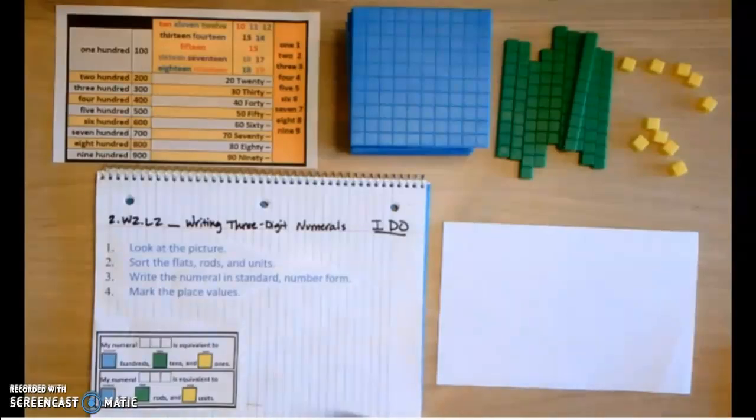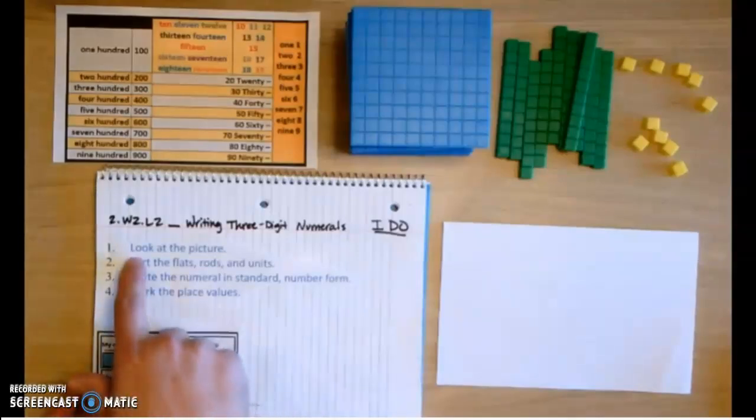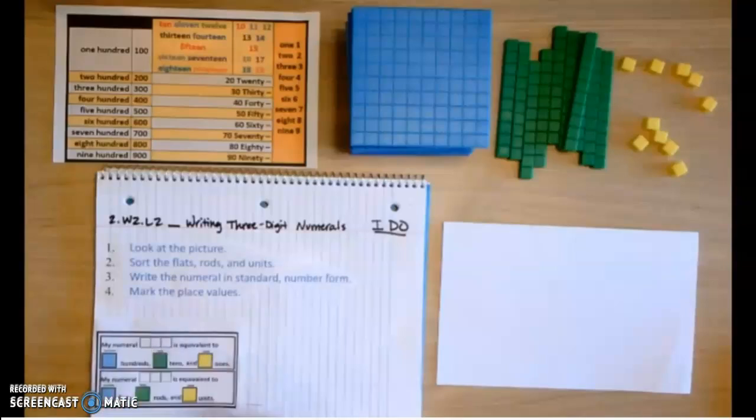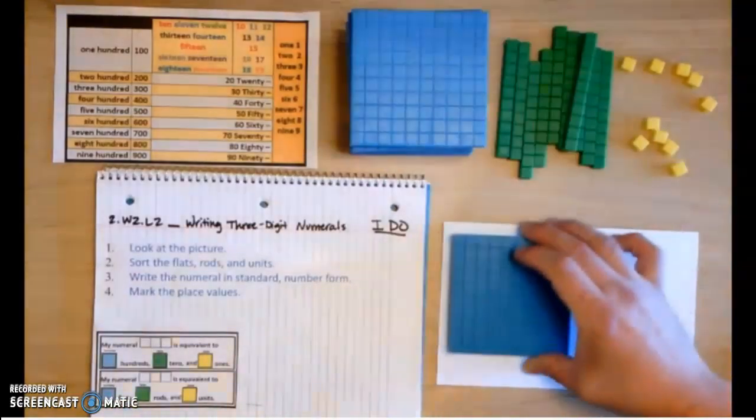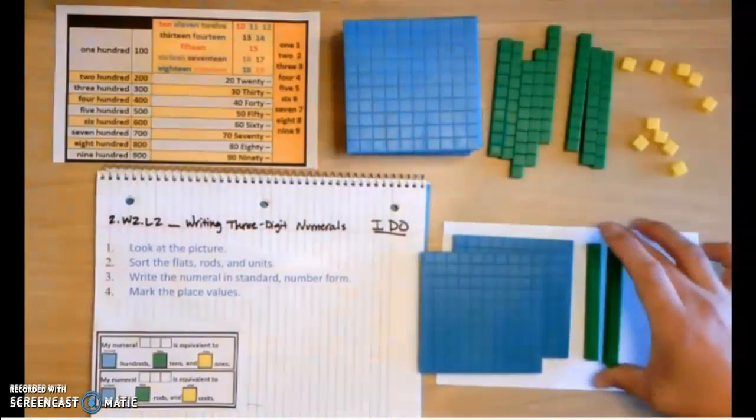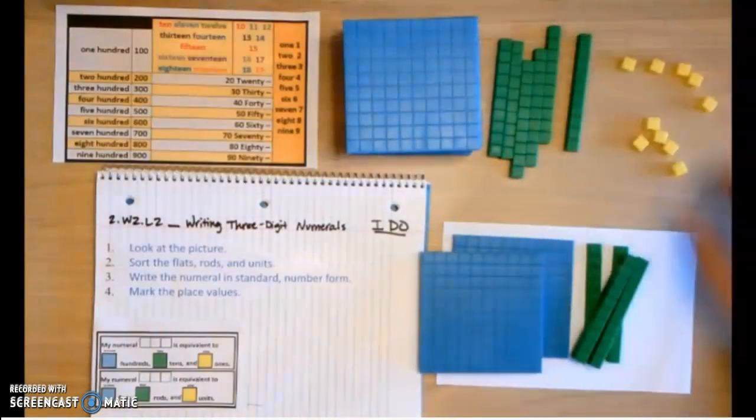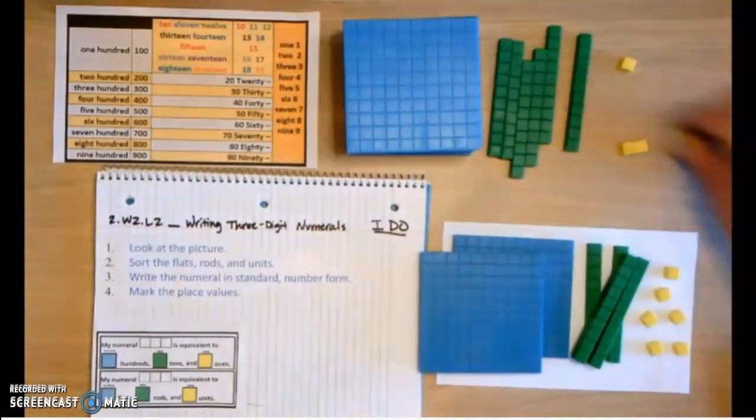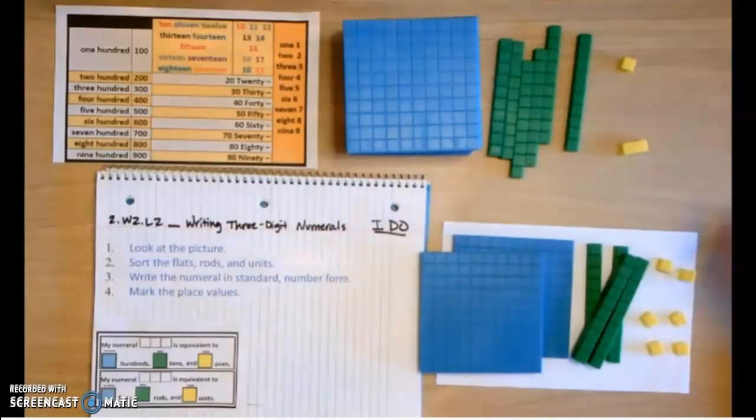Great. So again, let's go over our process. Look at the picture, sort the flats, rods, and units, write the numeral in standard number form, and then we mark those place values. Let's go ahead and do that. So if I have a picture that looks just like this, the first thing I'm going to do is look at the picture.